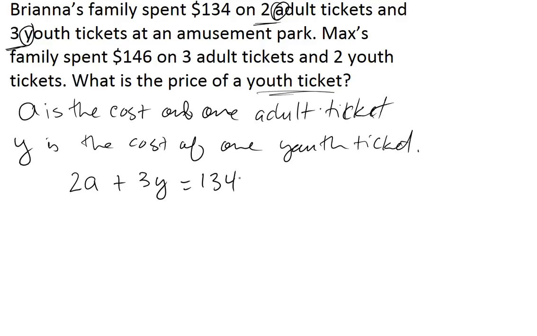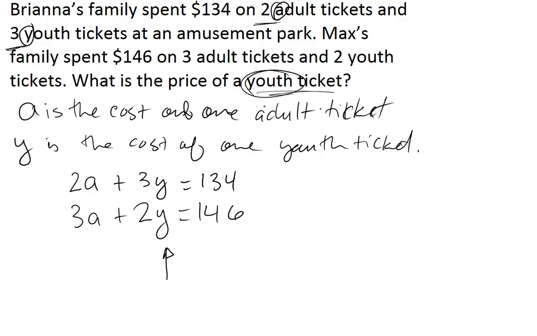The next equation we have is that 3 adult tickets and 2 youth tickets are purchased. So we've got 3 of the adult tickets and 2 of the youth tickets, and that costs a total of $146. Now, they're asking me to find the value of the youth ticket, right? What is the cost of a youth ticket?